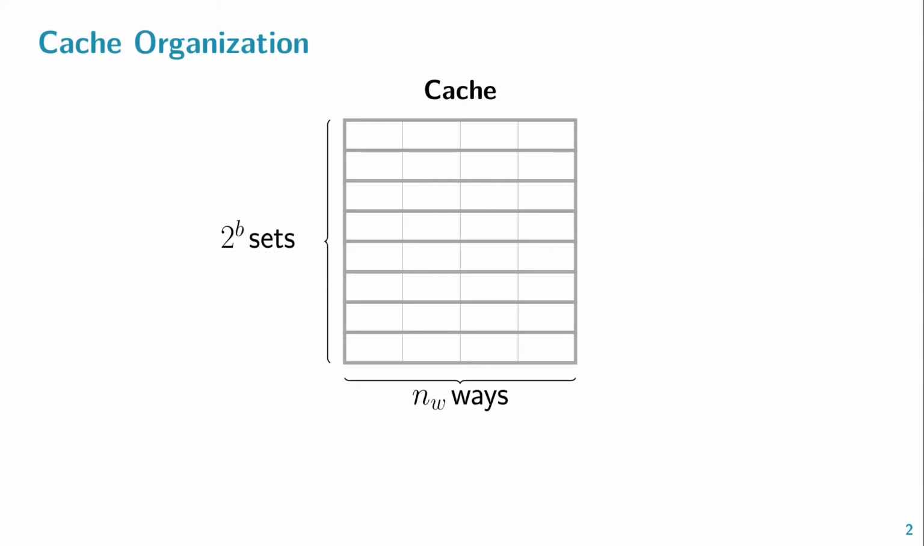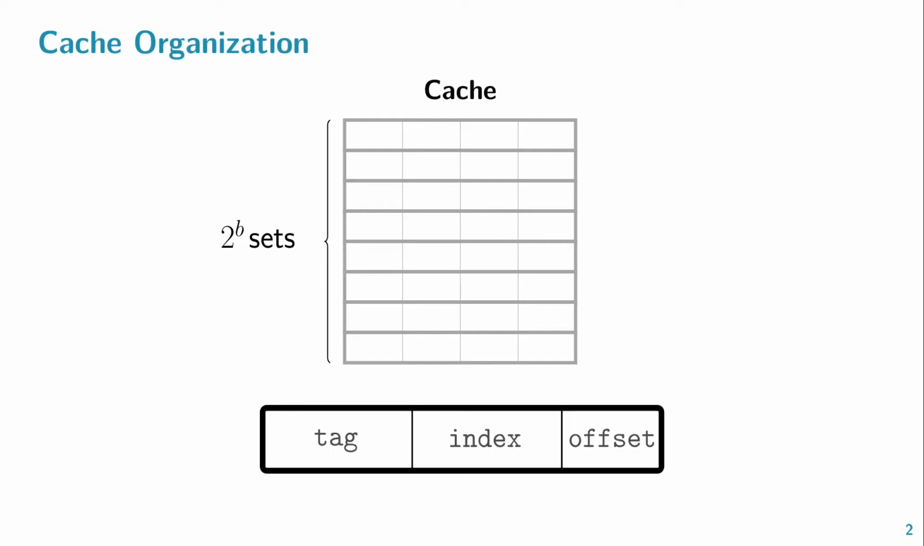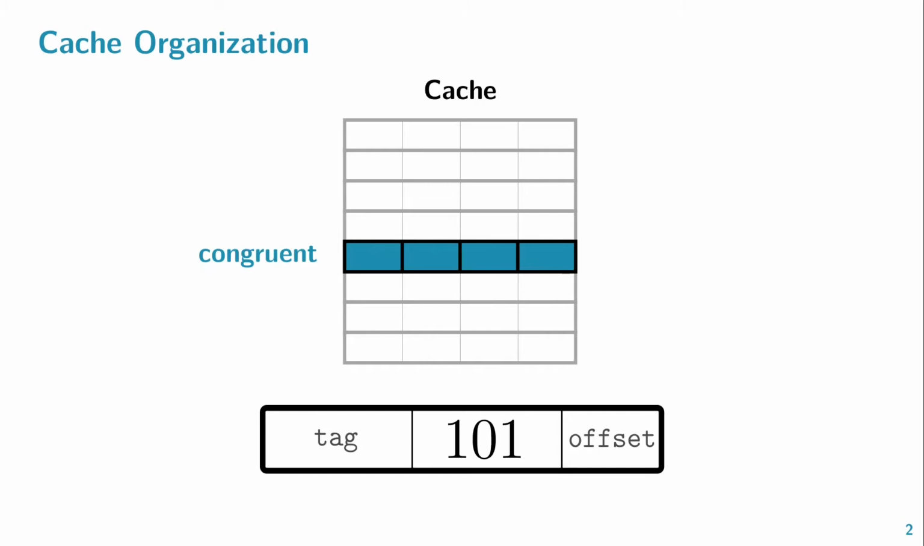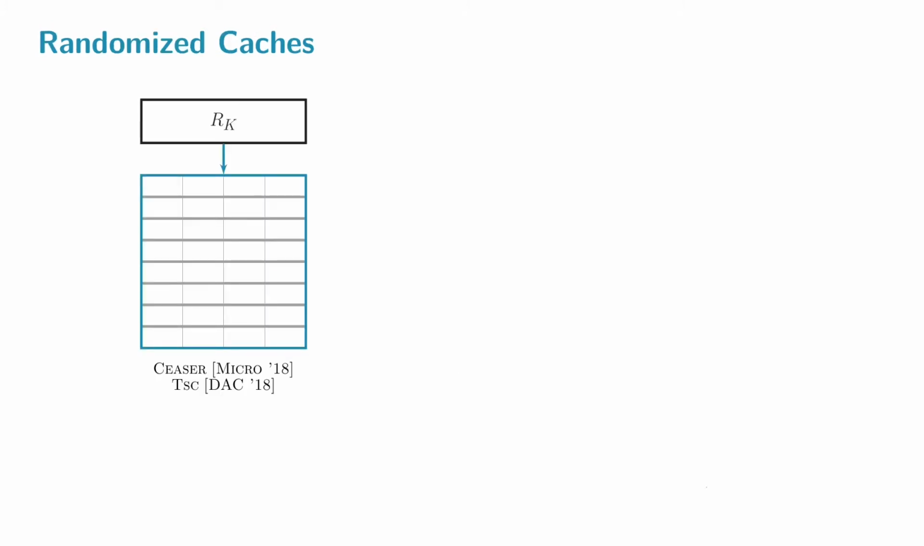Nowadays, caches are typically set associative, meaning that they're organized as an array of cache lines along sets and ways. Typically, the number of sets is a power of 2. Each memory block can only be installed in one set, and this set is chosen by slicing a portion of the memory address called the set index. Within the set, the line can be installed in any of the ways, and lines mapped to the same set are called congruent. First generation randomized caches, like CEASER or TSC, preserve the set associative structure of the cache.